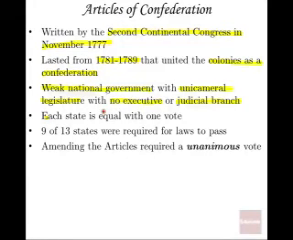Each state is equal to one vote. Okay, so you had 13 votes. Didn't matter the size. Each state was equal. So it was a collection of states and not necessarily of the people. And in order for laws to pass, 9 of 13 were required. So basically, you had to have the supermajority agreeing on a set of laws. So it made it very difficult to get any legislation passed using the Articles.